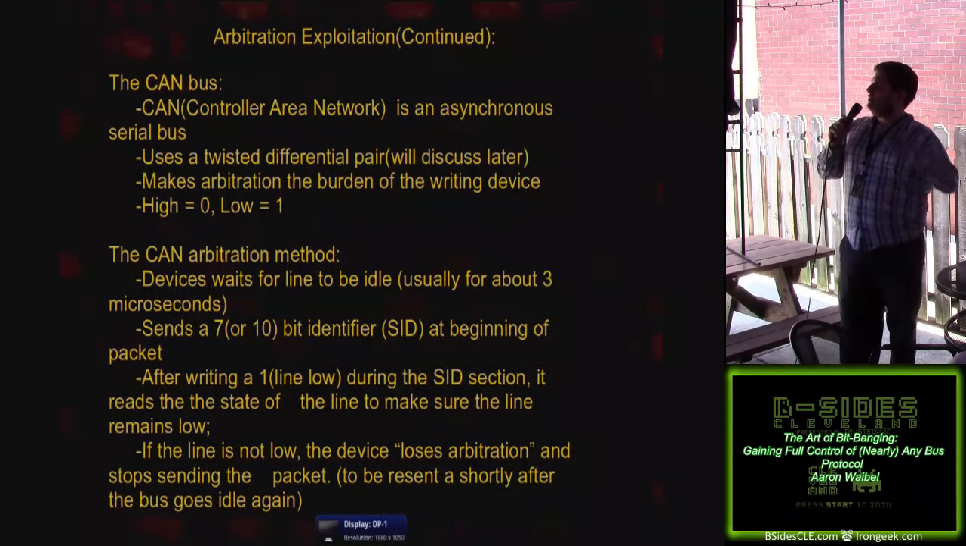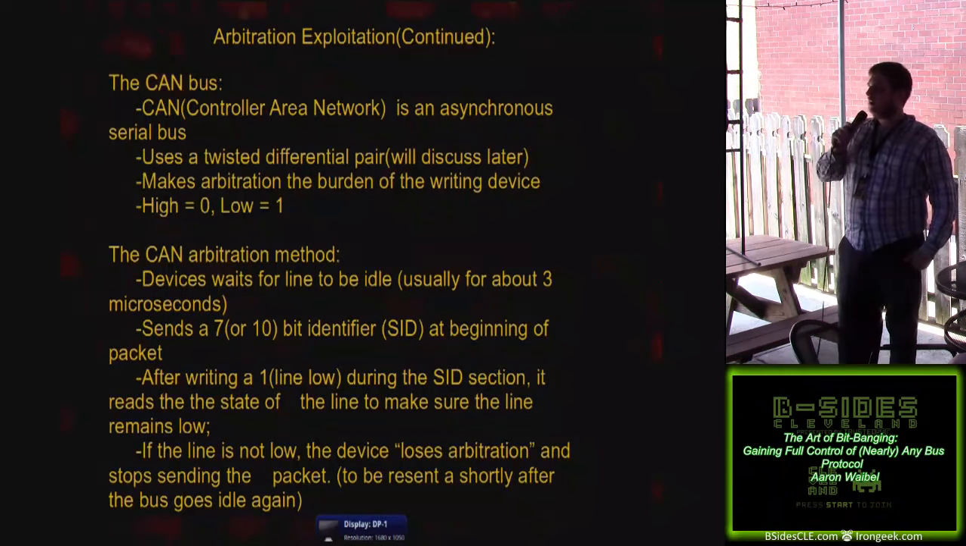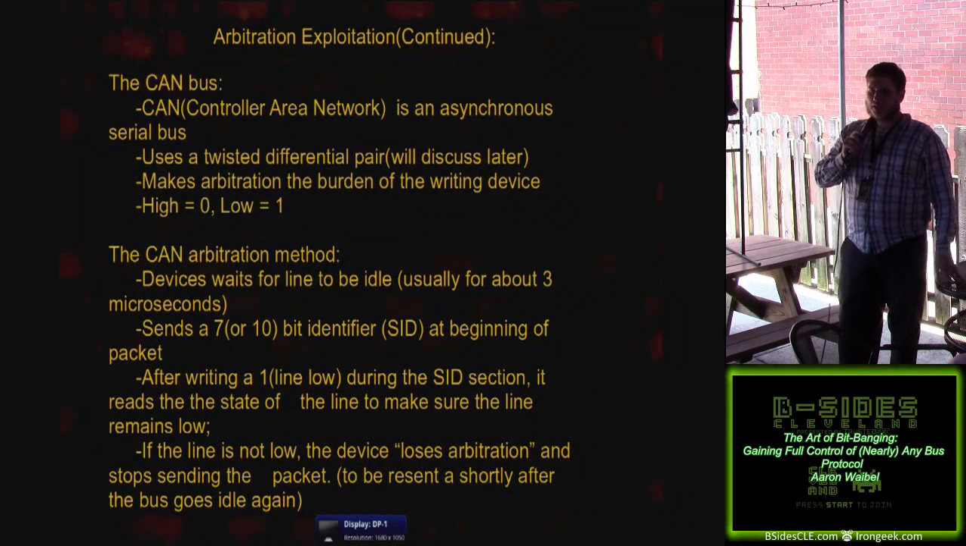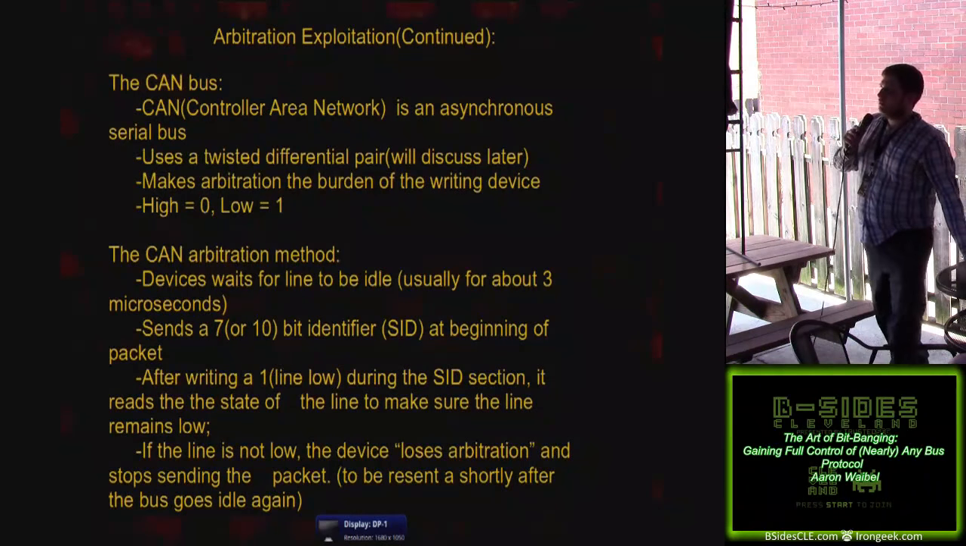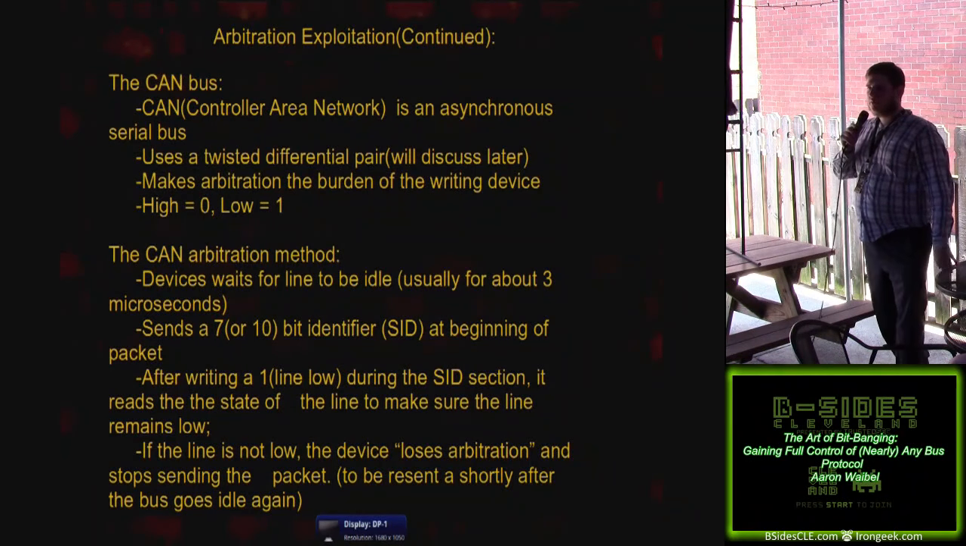So for an example, the CAN bus controller that we're talking about waits for about 3 microseconds. It then sends out a 7 to 10 bit identifier, depending on what kind you're using. And every time it writes a 1, which is line low for CAN bus, it'll resample the line right after writing it to make sure that the line is actually low. If it's not, then it's said to lose arbitration.